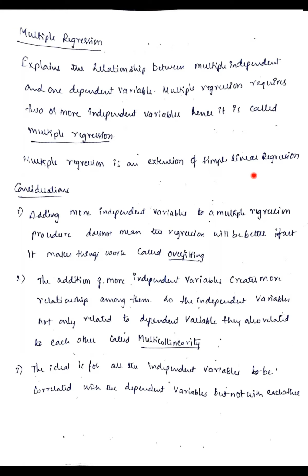Clear? Here, multiple regression has to explain the relationship between the independent and dependent variables. But because of adding more independent variables, a relationship exists between the independent variables themselves. That is known as multicollinearity. The ideal is for all the independent variables to be correlated with the dependent variable, but not with each other.